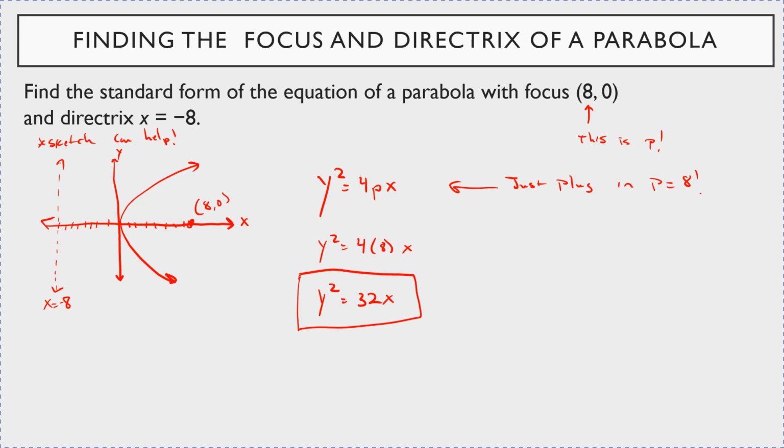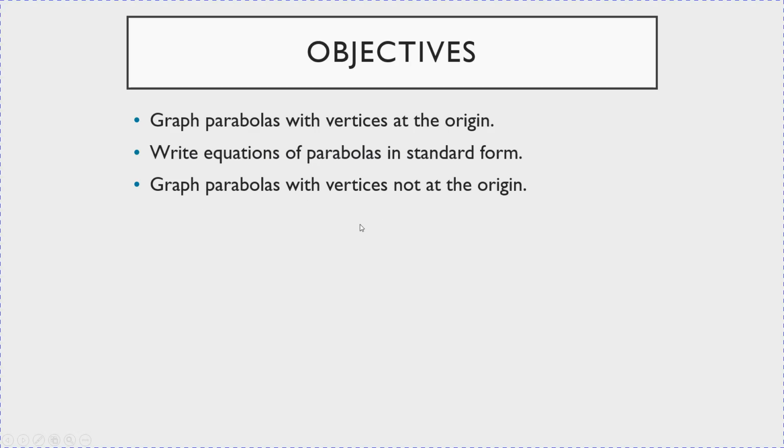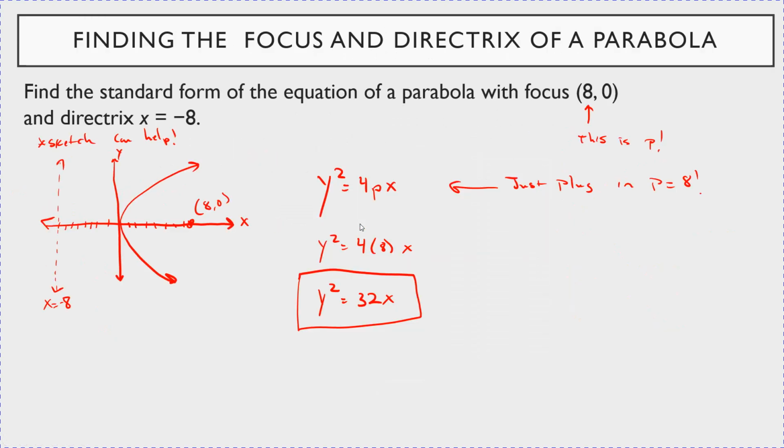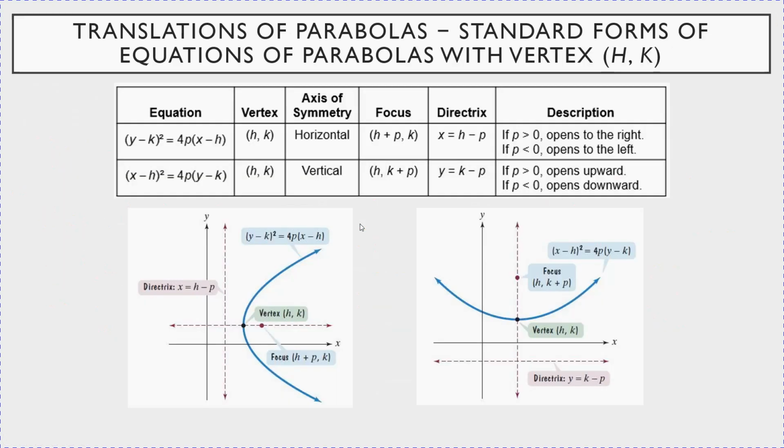All right, let's now end just real briefly by going back to looking at our objectives and how you graph parabolas with vertices not at the origin. So this really helps here. This is the standard forms of the equations of a parabola with vertex h, k. Okay, so this is different from the origin. So there's two forms you're going to look at. You're going to look at y minus k squared is equal to 4p times x minus h, or you're going to look at x minus h squared is equal to 4 times p times y minus k. Okay.